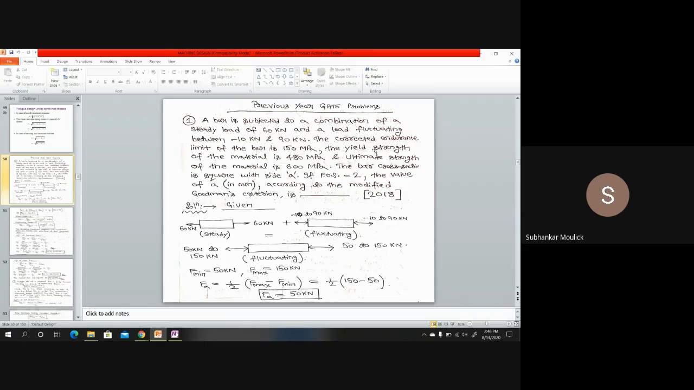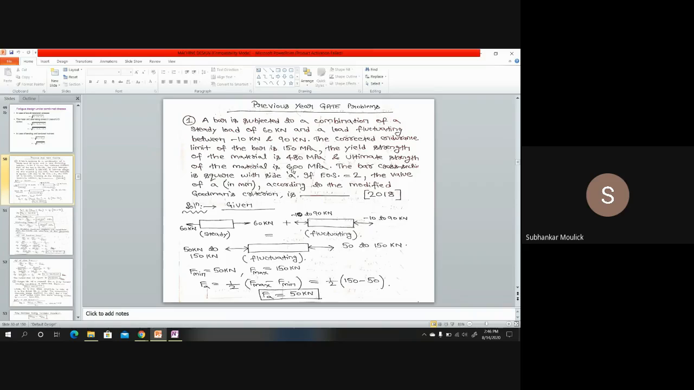The corrected endurance limit of the bar is 150 megapascal. That means what is given to me? Endurance limit SE is given to me, that is 150 megapascal. Yield strength of the material is 480 megapascal, that means SYT is 480 megapascal. And ultimate strength of the material is 600 megapascal, that means SUT is 600 megapascal.